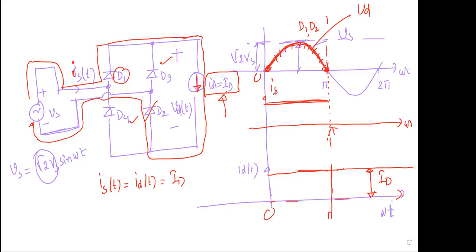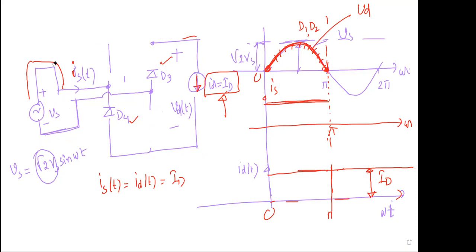Okay, then in the negative half cycle, your D1 and D2 will stop conducting because D3 and D4 are ready to take over, right? And then what is the change in this direction, negative to positive? The current will flow this way, this way.